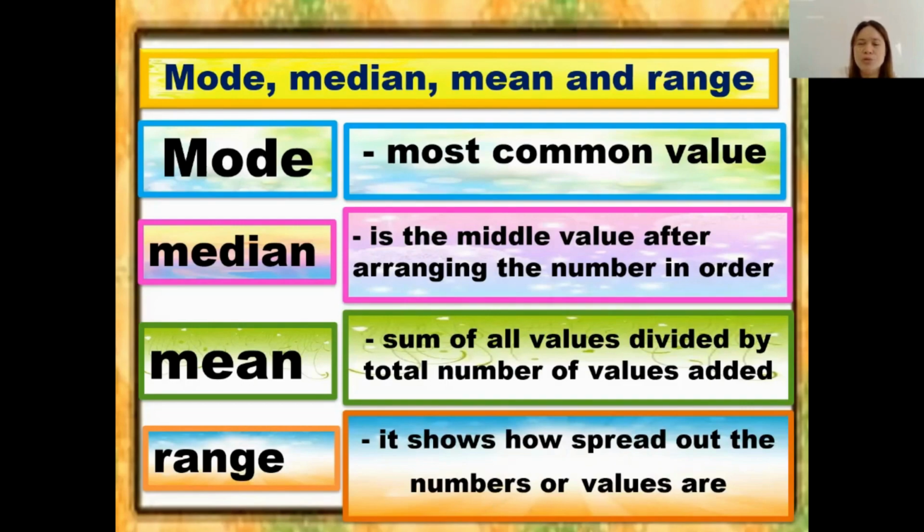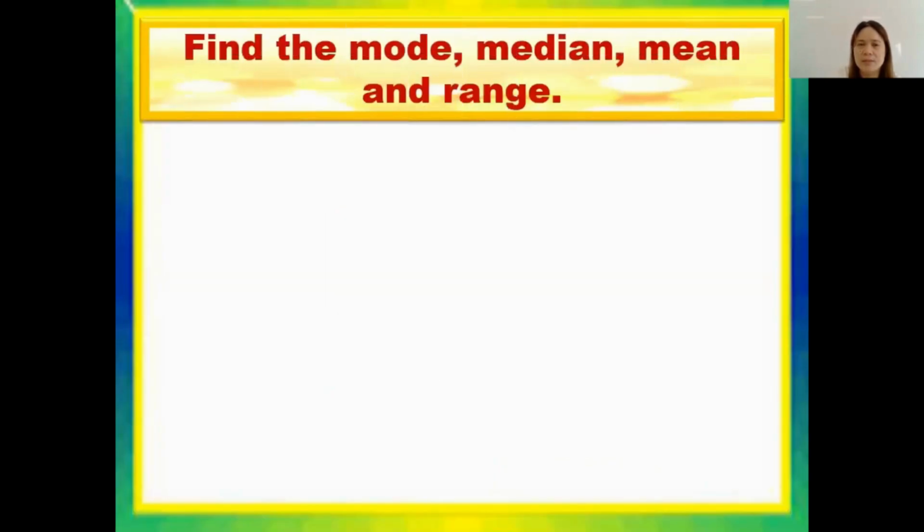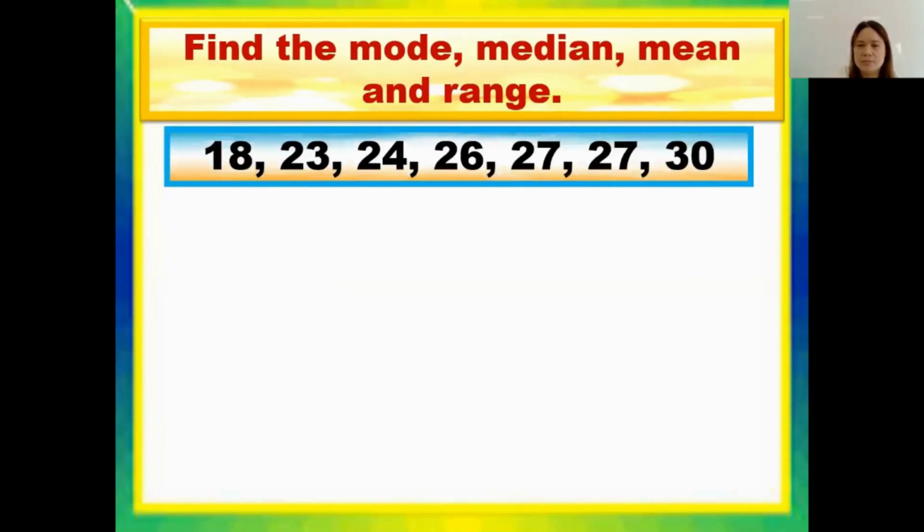And I'm going to show you how we are going to find the mode, the median, mean, and range using these definitions. Okay? So let's have here, for example, find the mode, median, mean, and range. So first thing to do is to check if it is arranged in order, because this is needed for the median. For mode, mean, and range, it's fine without arranging it. But then again, for the median, you have to arrange it in order.